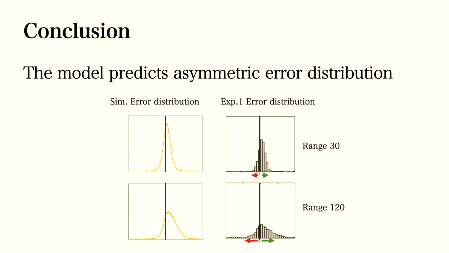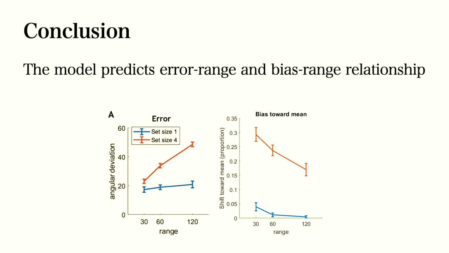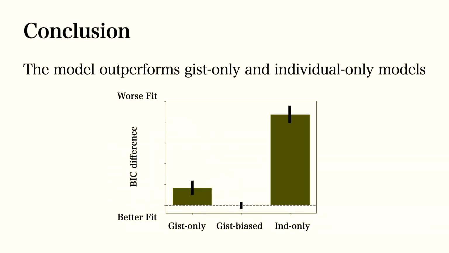To conclude our findings, this gist bias model could capture the asymmetric error distribution found in the data. It also predicts the relationship between stimulus range and memory error and bias. And lastly, the model outperformed both the gist-only and individual-only models, showing that it could fit the experimental findings well both quantitatively and qualitatively.